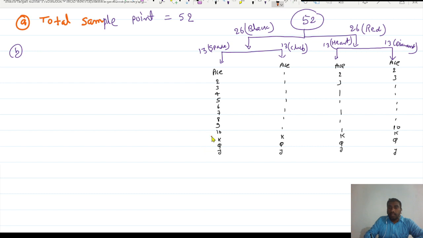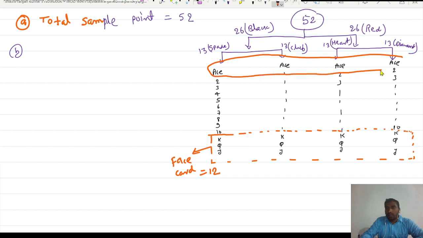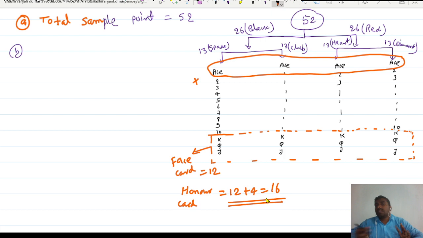So actually, these king, queen, and jack cards are known as the face cards. How many face cards are there? Total 3 into 4 becomes 12 face cards. And if you add the ace cards also to the face cards, they are known as honor cards, right? So what is the honor card? The face cards plus the ace cards become the honor cards. How many honor cards are there? Face cards plus ace cards, so total 16. These are the divisions I have shown you in the case of cards.